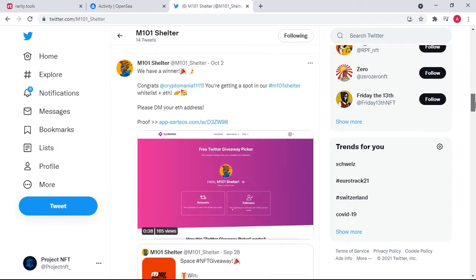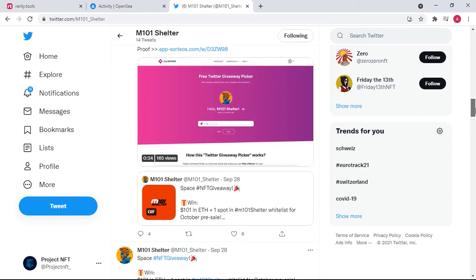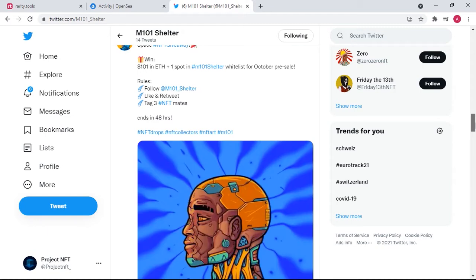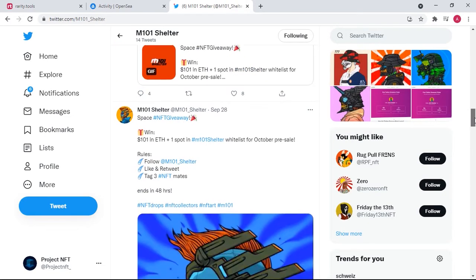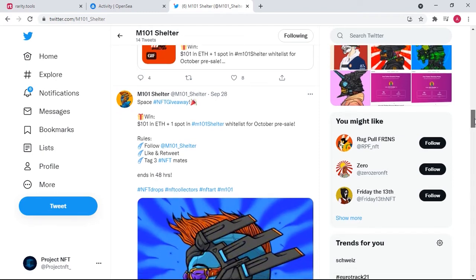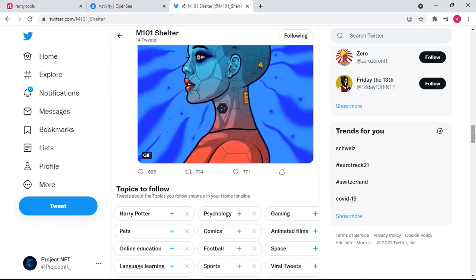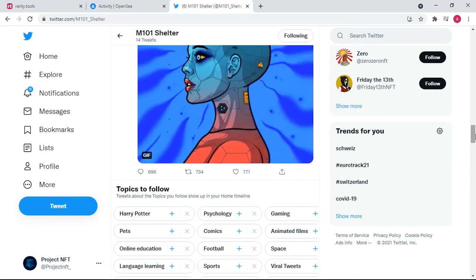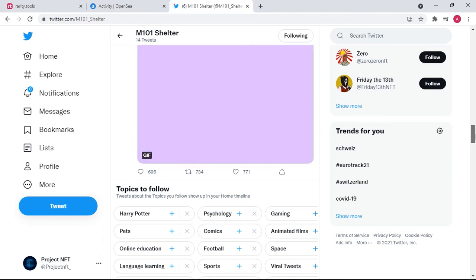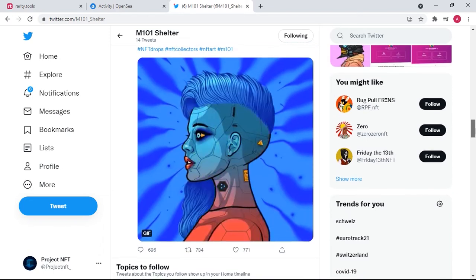So as you can see, they have a couple of giveaways, a couple of quests. I think this is actually a big giveaway that was done some days ago. Actually, it was done on the 28th of September. And you can see that in this post, lots of engagements, lots of posts. So stuff like this is what you ought to look for in the NFT space. And that is actually what's being done.